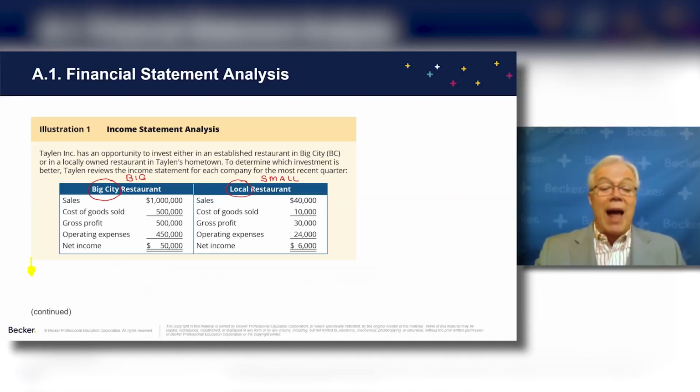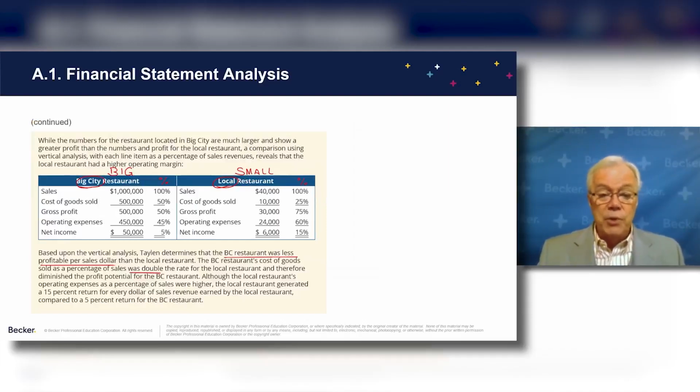Now, you can see they're radically different in size. One has $1 million, one only has 40,000. One made 50,000, the other made 6. How can you compare two companies that are so radically different? Well, what we do is we say, obviously, sales is 100% of sales. Cost of goods sold in this case was 50%. Operating expenses were 45%, and therefore net income was 5% of the sales revenue.